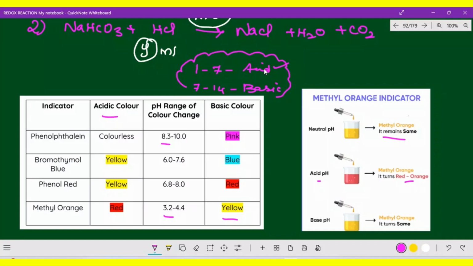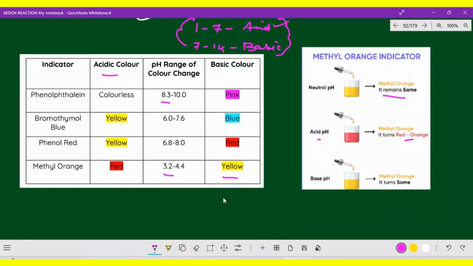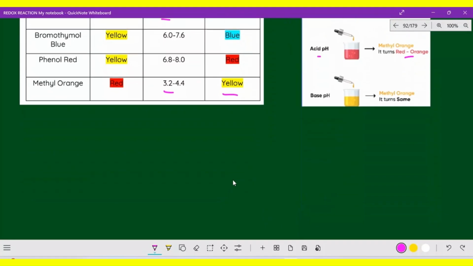1 to 7 is the acidic range, 7 to 14 is the basic range. 8.3 to 10 is the pH range of phenolphthalein, so naturally it is basic. When it turns to a basic color, that means it is used. Phenolphthalein is a weakly acidic indicator and methyl orange is a weakly basic one. Where there is a strong acid, naturally a weak base is used. Come on, let us identify the data and find the answers.